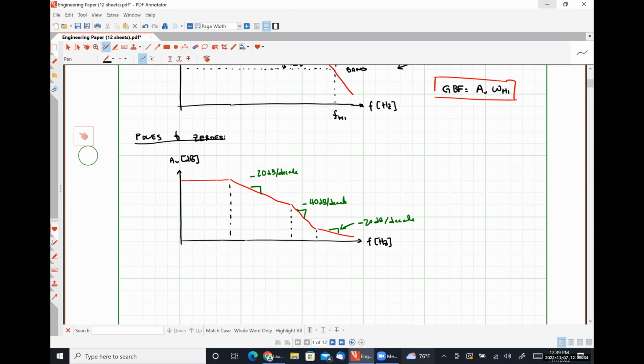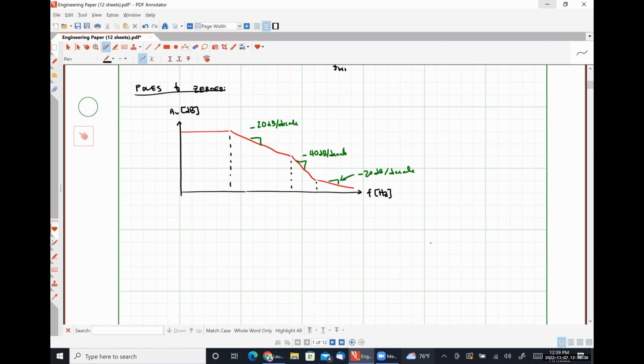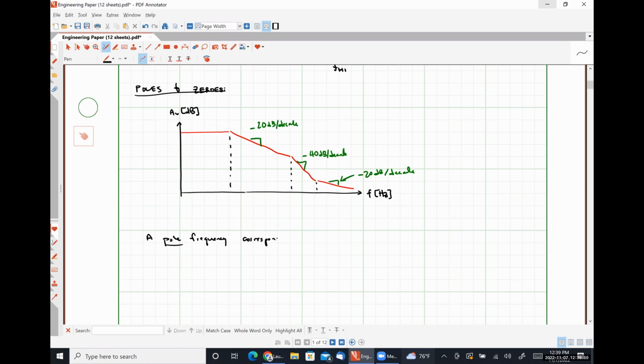These break frequencies, where we see a change in the frequency response, are indicative of either poles or zeros in our system's transfer function, where a pole frequency corresponds to a corner or break frequency at which the slope of the magnitude curve decreases at a rate of 20 decibels per decade.